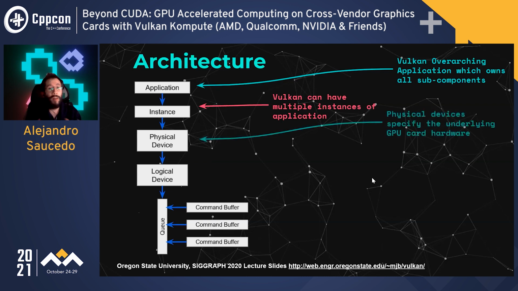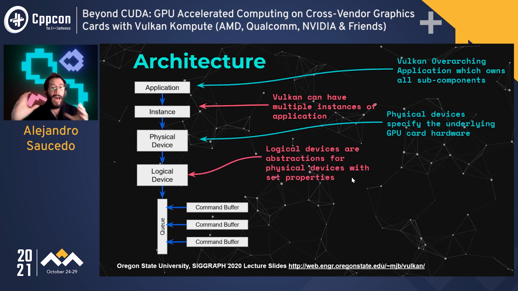Vulkan allows you to then define the concept of a physical device, which would be an actual mapping directly to the hardware, the actual card that is in your device, and then you will be able to instantiate the concept of logical devices. And these logical devices are basically like windows towards that physical device that may expose different aspects or specifications of your actual physical device. And that means that you can have multiple.